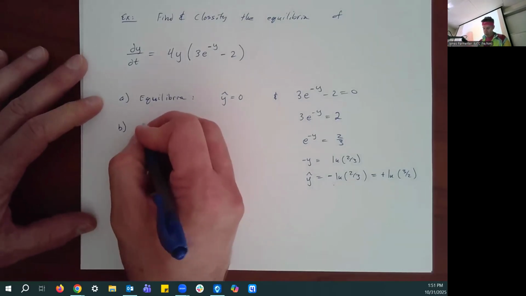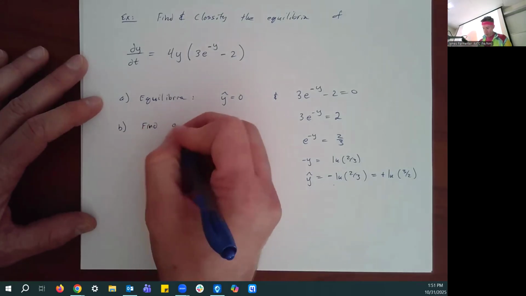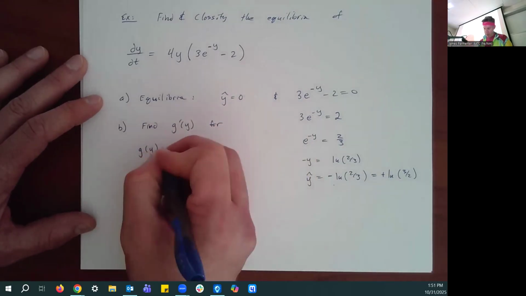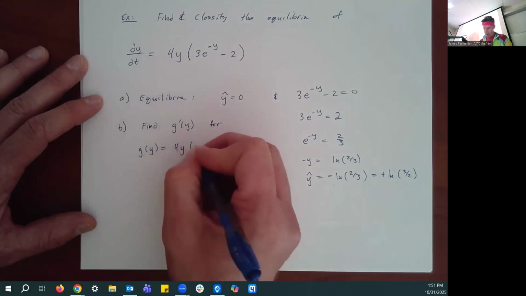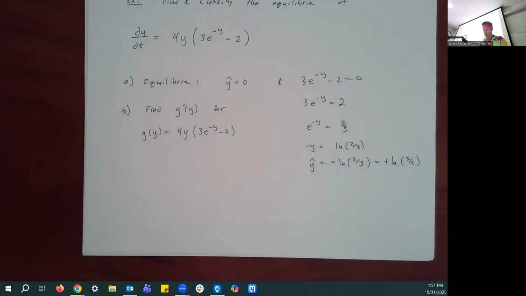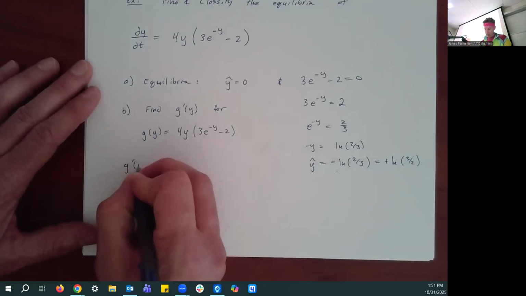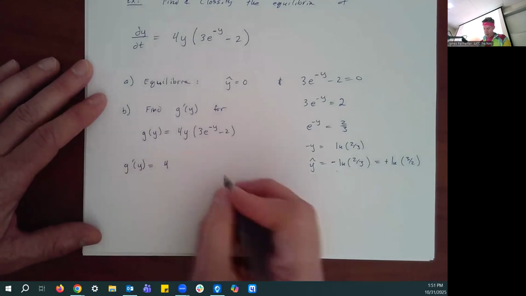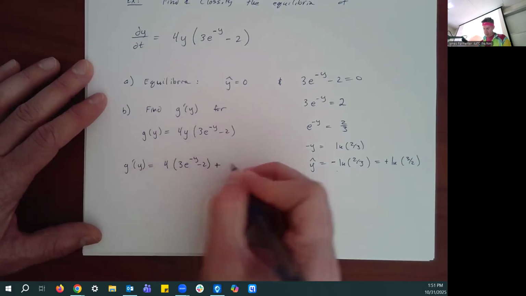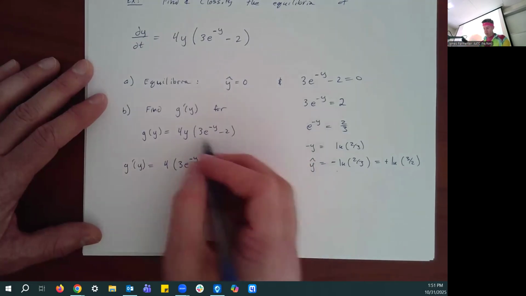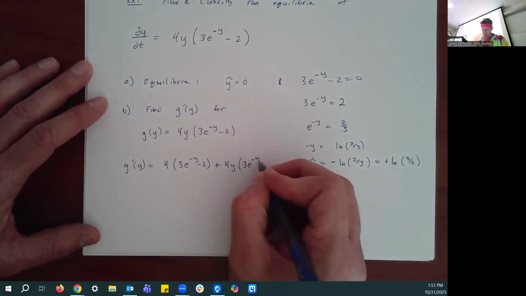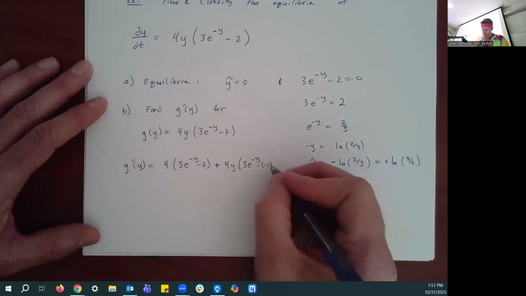So we're going to find g prime of y for our function g of y equal to 4y times 3e to the negative y minus 2. Okay, so we're going to use the product rule here. So g prime of y is going to equal 4 times 1 times the other stuff left alone, plus 4y times the derivative of the other stuff. The derivative of 3e to the negative y is 3e to the negative y times negative 1. And the derivative of negative 2 is 0.